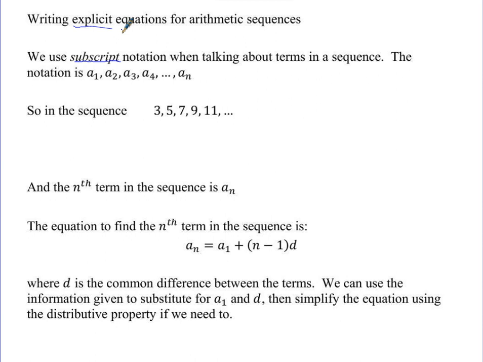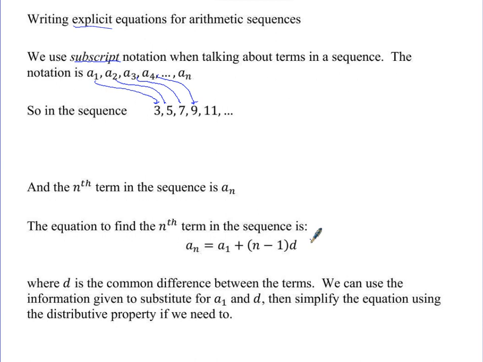So the sequence 3, 5, 7, 9, 11, is that an arithmetic sequence? Yes, it is, because we are changing by 2 each time: 3, 5, 7, 9, 11, 13, 15, 17, 19, and so on. A sub 1 is the first term right there. A sub 2 is the second term. A sub 3 is the third term. A sub 4 is the fourth term, and so on. A sub n would be the nth term out here somewhere, whatever that term number is. If you want the 10th term, then A sub 10 would be somewhere out here. And that's what this is saying right here: the nth term in the sequence is A sub n.